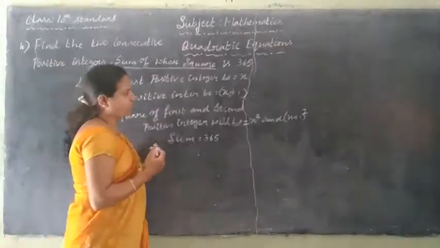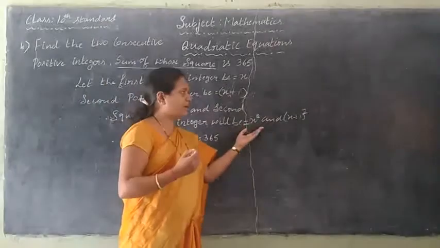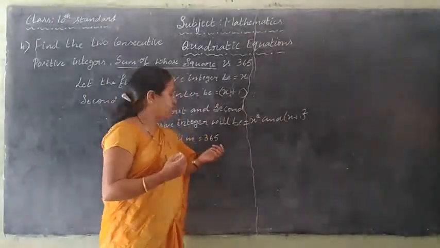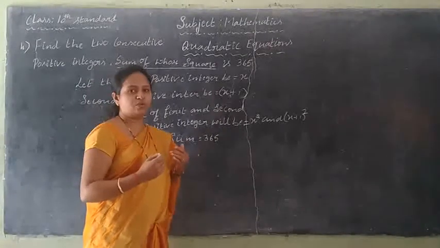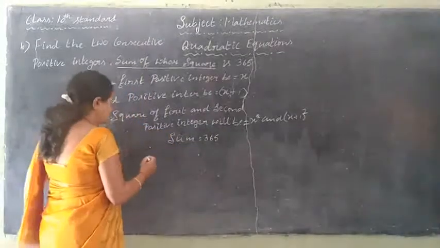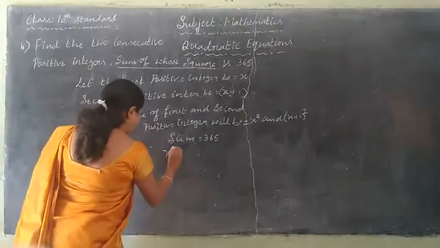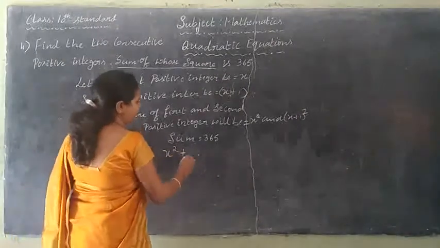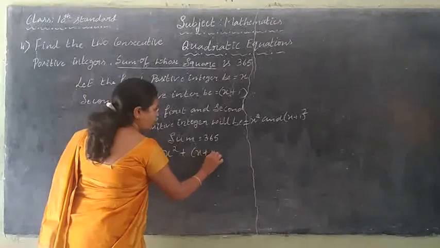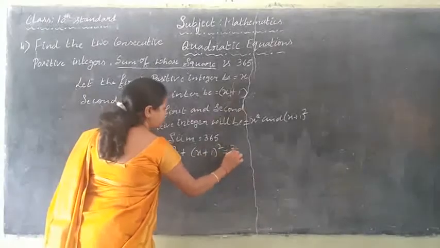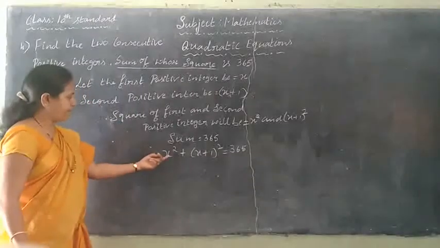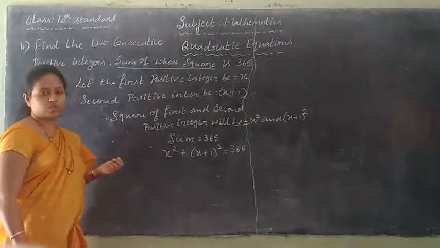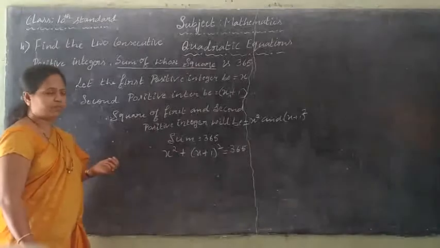So we will take the square, and we are going to get x square and (x plus 1) whole square. And the sum he has given is 365. For a sum, what do we have to do? We have to add, children. So x square plus (x plus 1) whole square is equal to 365, children.